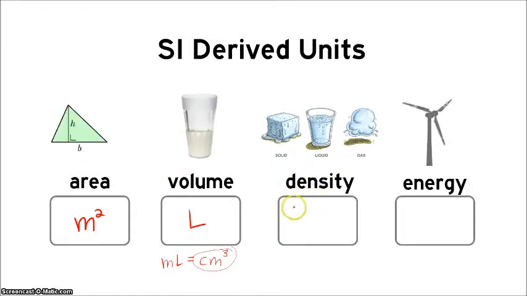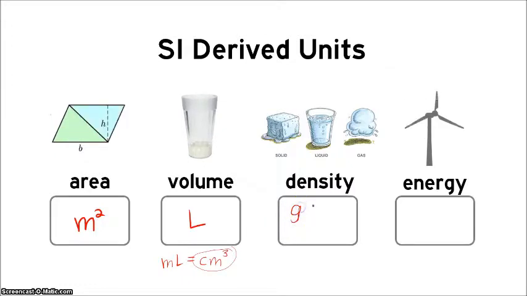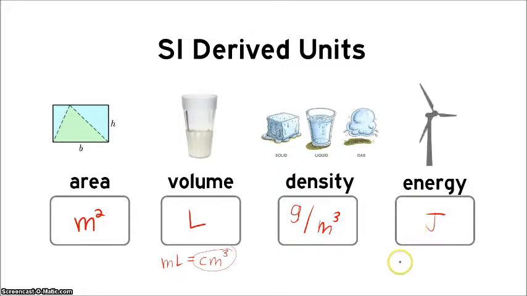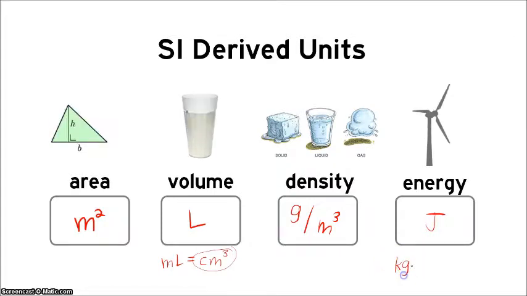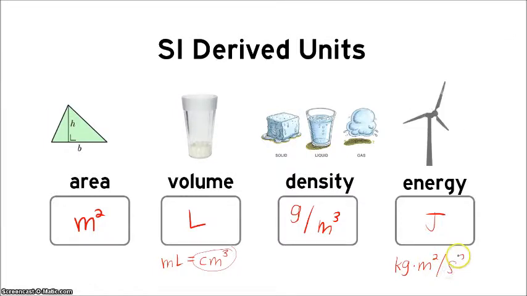Now, density. Density would be mass per volume ratio. So it's grams per cubic meter. Grams per cubic meter. And then energy is another derived unit. And we designate it with a capital J, which is joules. And joules stands for the kilograms. I'm going to write this out here. You don't have to have this memorized. Kilogram meter squared per second squared. And we get to work with that later on when we're working with carts. But this is just an introduction, right? I don't need to get into it too far.